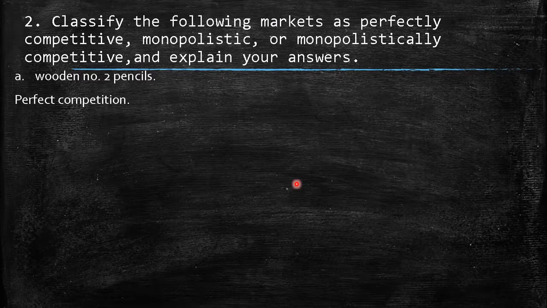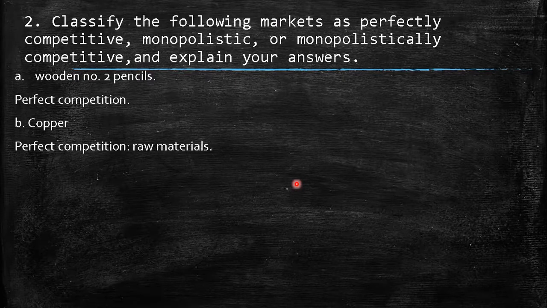But from another point of view, I would say that it's more perfect competition because it's straightforward. This is just a wooden, number two pencil, so there's no further specification, which makes it a perfectly competitive market: just the same good, a lot of producers and a lot of consumers.